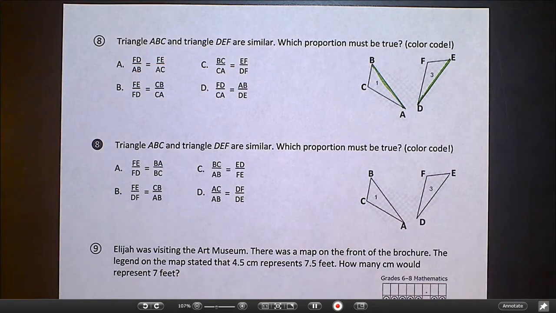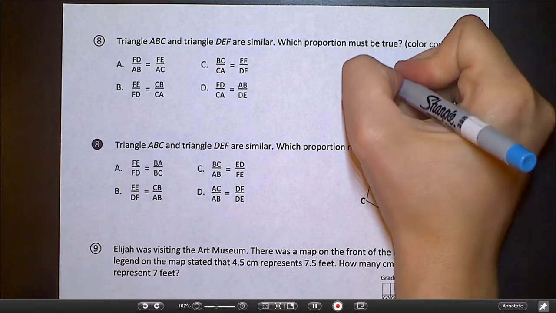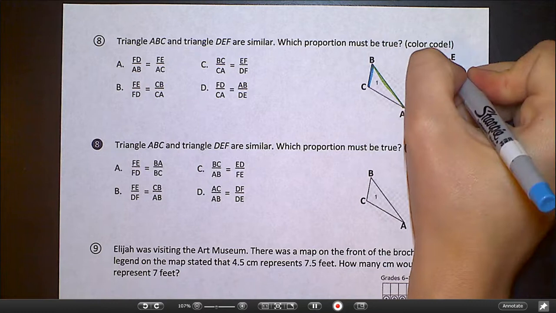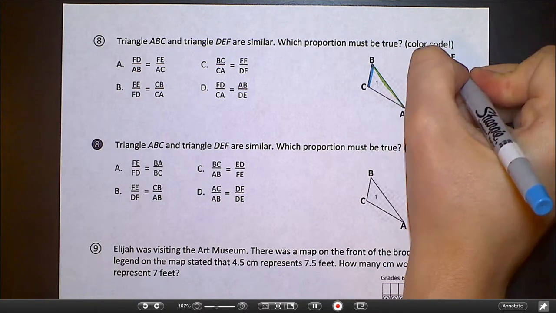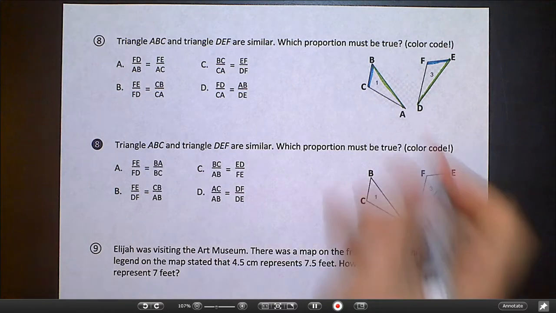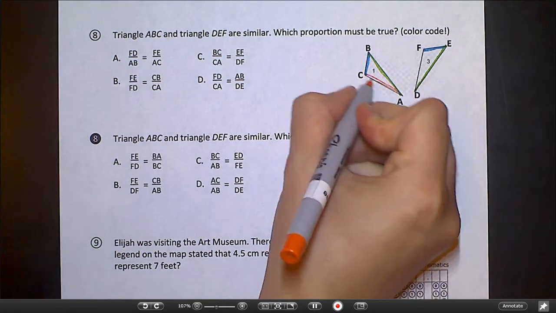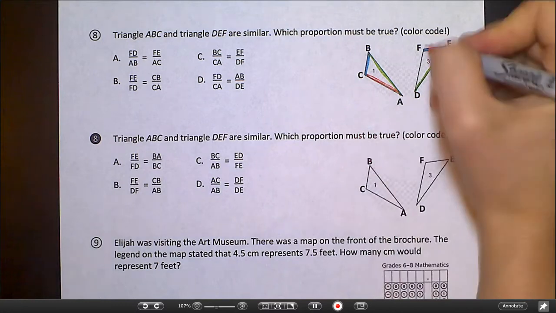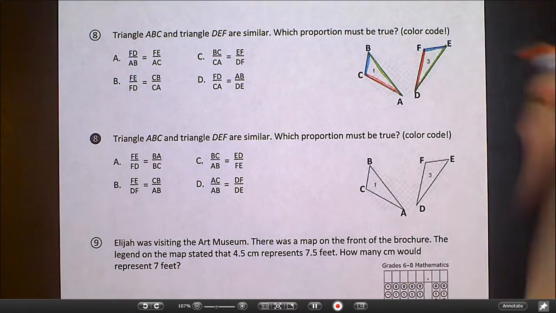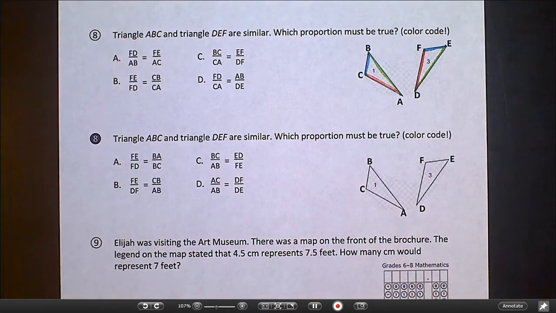Then I have BC, which is the shortest side, has to go with EF. And then CA goes with FD. So now that I have color coded those, I can easily see what goes together. And I'm actually going to color code my answer choices here too.